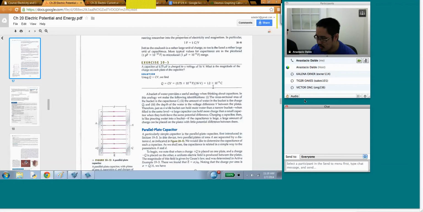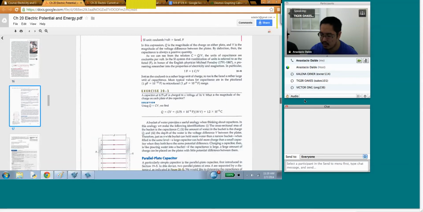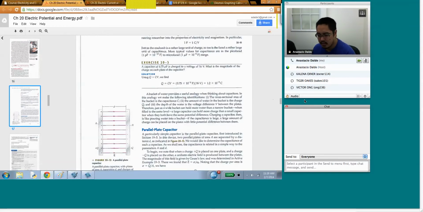So what is capacitance measured in? It's measured in farads. It's a new unit. What does it measure? All right, here's the way I think of capacitance.